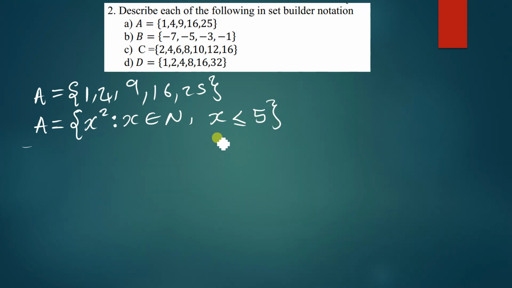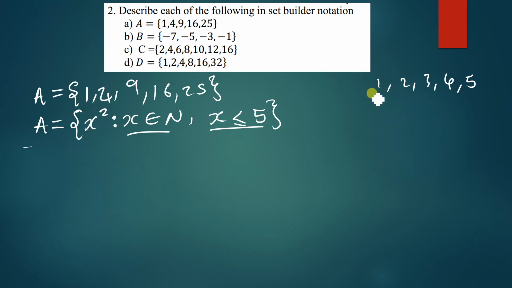If I write it like this, it means that any natural number which is less than or equal to 5 is included. Natural numbers are counting numbers starting from 1, so 1, 2, 3, 4, 5. Because we're saying less than or equal to, 5 is also included in the solution set. So if you take these natural numbers and square them, you are going to get this set.